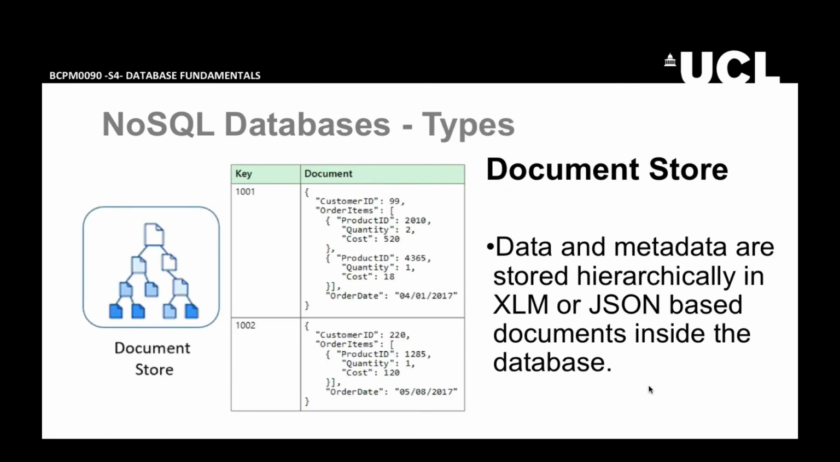We can distinguish different types of NoSQL databases. The first one is the document store. In this kind of database, the data and metadata are stored hierarchically in XML or JSON based documents inside the database. Here you can see a graphical schema to show what the document store database looks like.